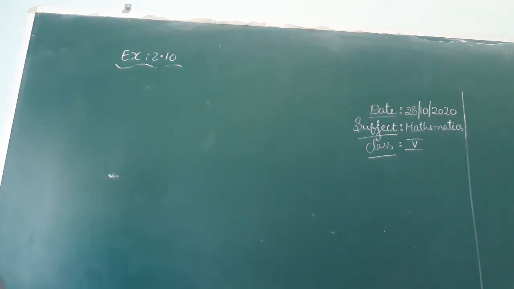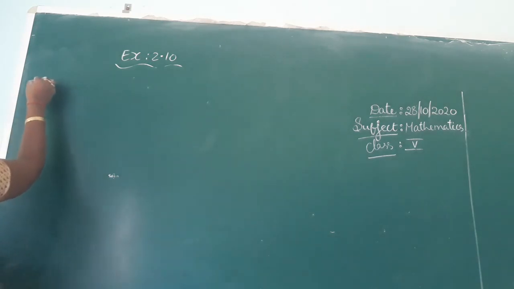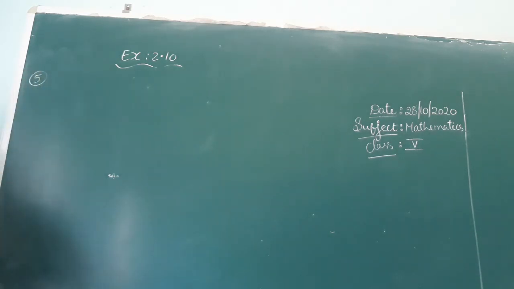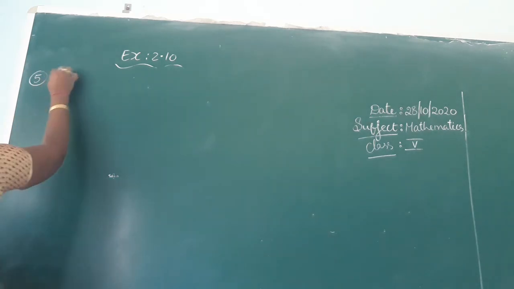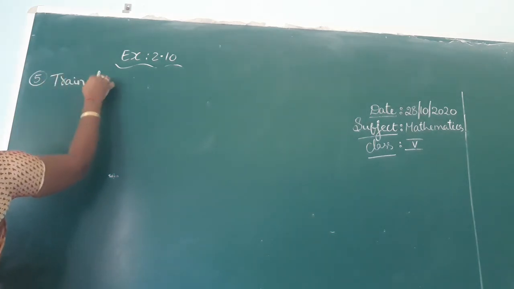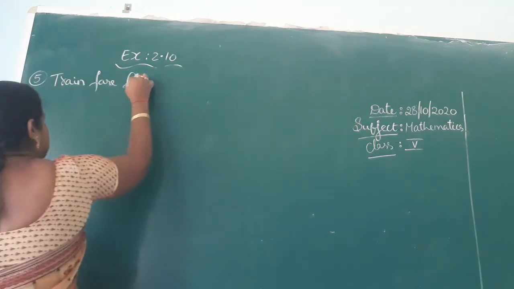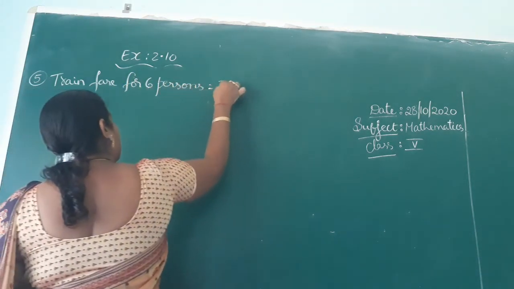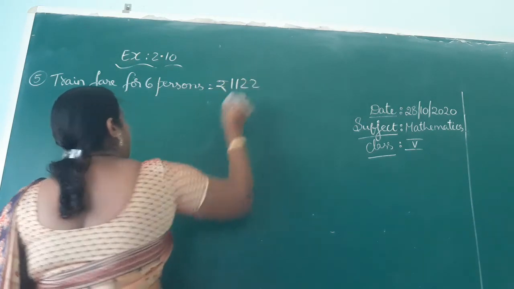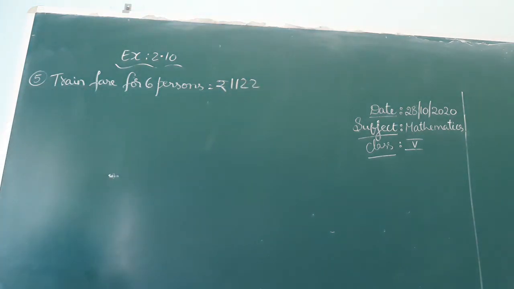See the fifth one, children. The train fare from Chennai to Mumbai for 6 persons was given. They are asking for 10 persons. The train fare for 6 persons is 1122 rupees.